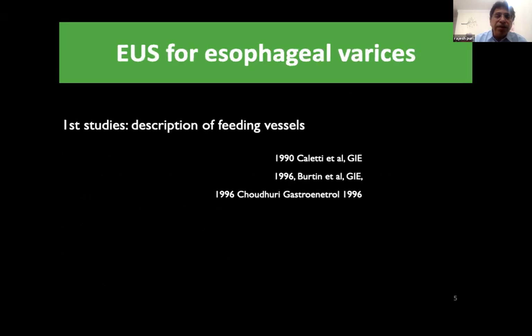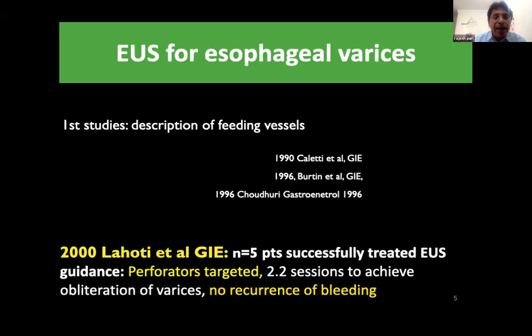In esophageal varices, the first description of the feeding vessel comes in 1990, followed in 1996 from India by Dr. Gauradas Chaudhary. And in 2000, Lahoti published 5 patients where EUS-guided perforators were targeted. He showed that 2.2 sessions achieved obliteration of varices with no recurrence of bleeding for 8 to 12 months.